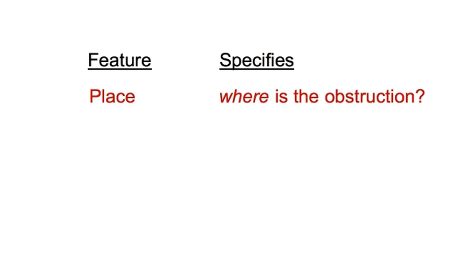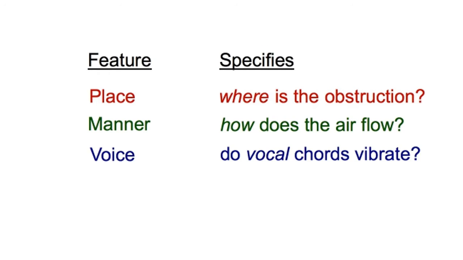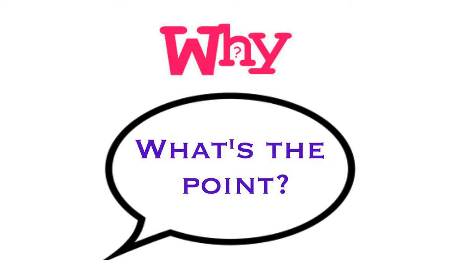The place feature specifies where in the mouth the obstruction occurs. The manner feature describes how the air flows. The voice feature specifies whether the vocal cords vibrate. Next, we'll go through examples of these features for various phonemes. The point here is to get a feel for how phonemes are represented in the brain before someone learns to read. It will not be important to remember the details.